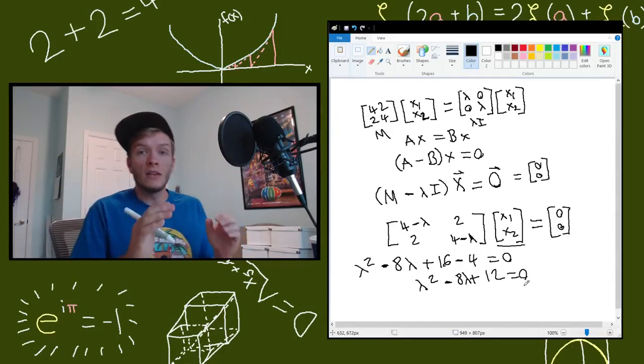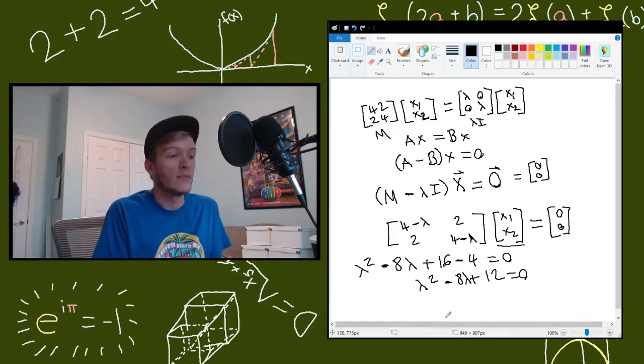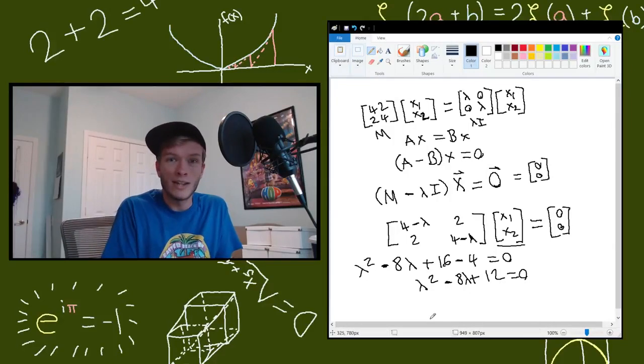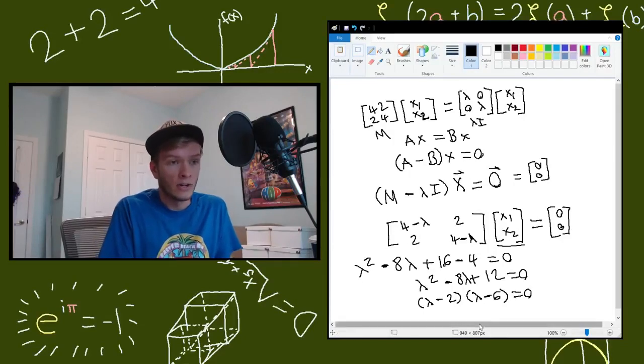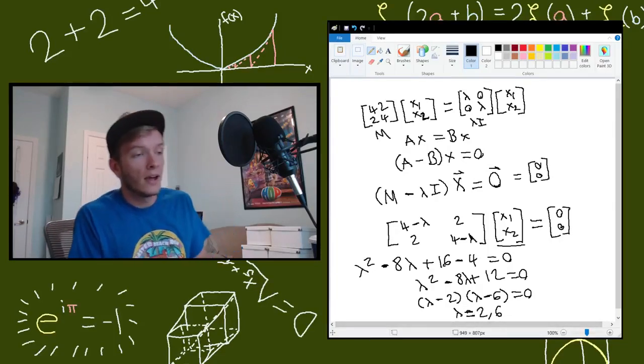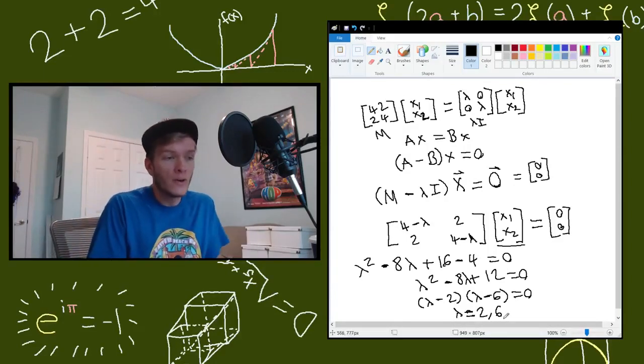Now, in the general case, you can always use the quadratic equation at this point. But this equation is actually quite easily factored. So this is equal to lambda minus 2 times lambda minus 6. And as we know from algebra, this means that our two scalar values are the number 2 and the number 6. So what this means is that our eigenvalues are 2 and 6.